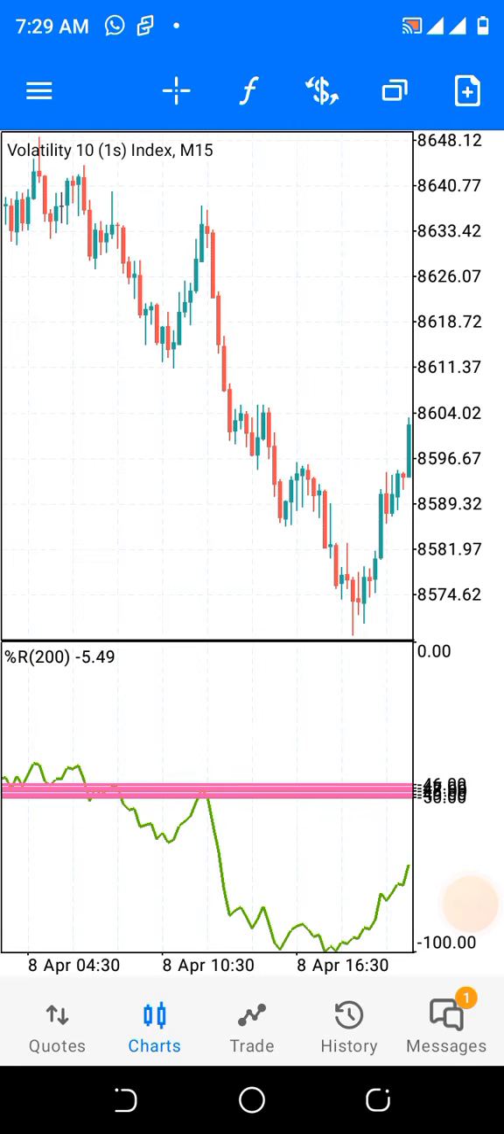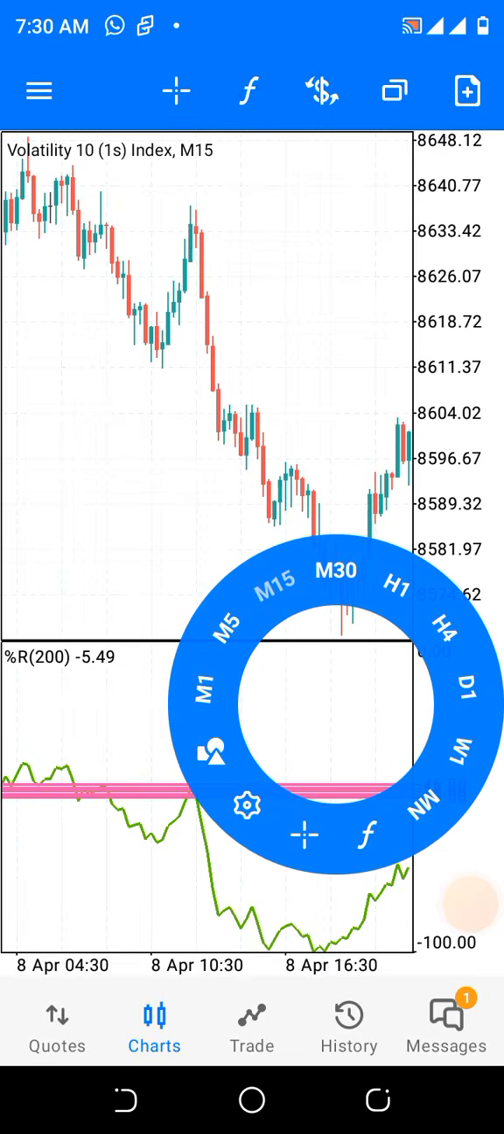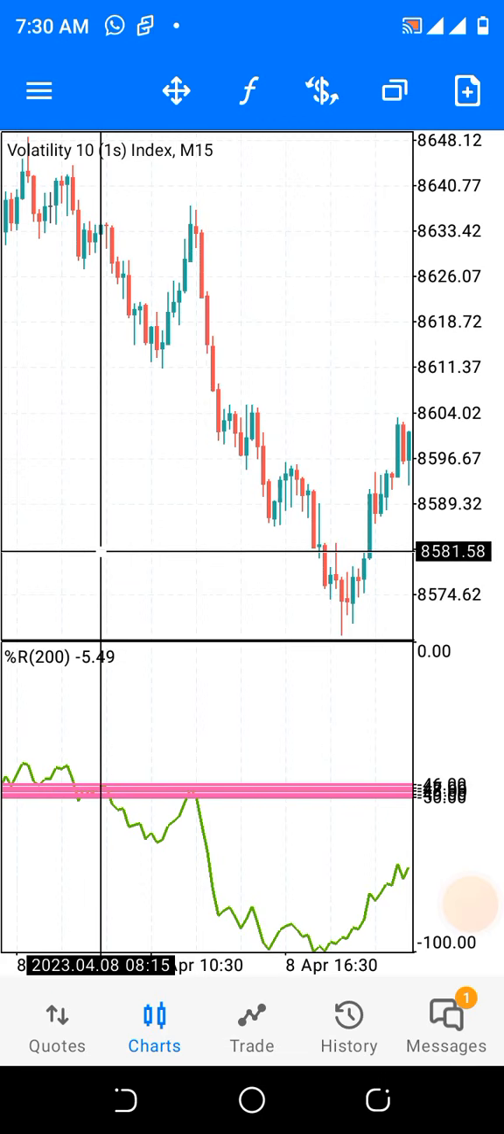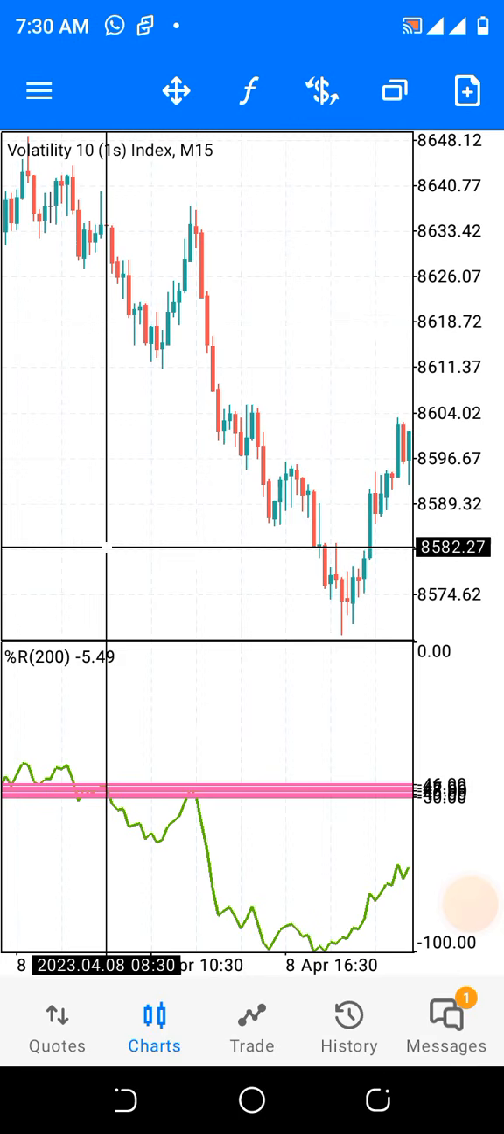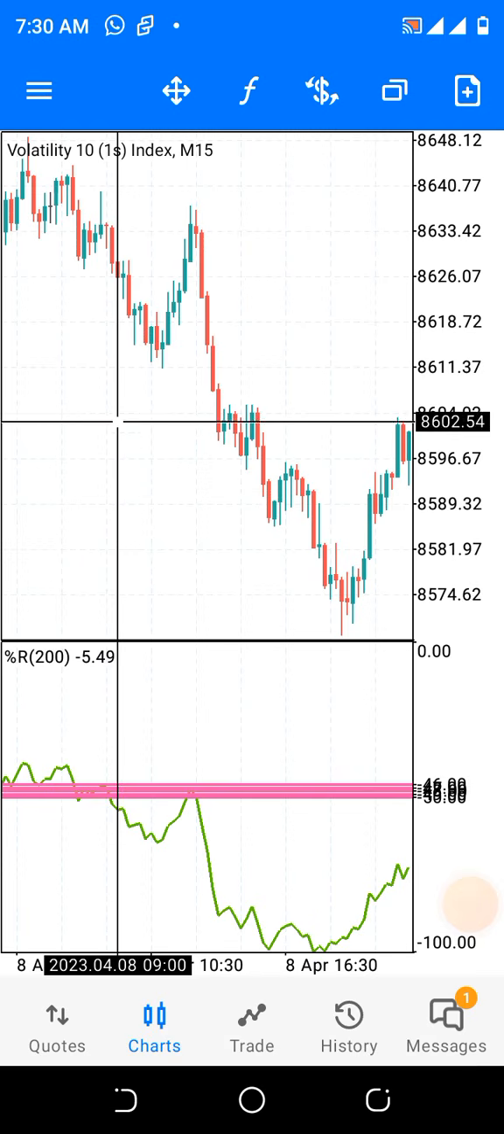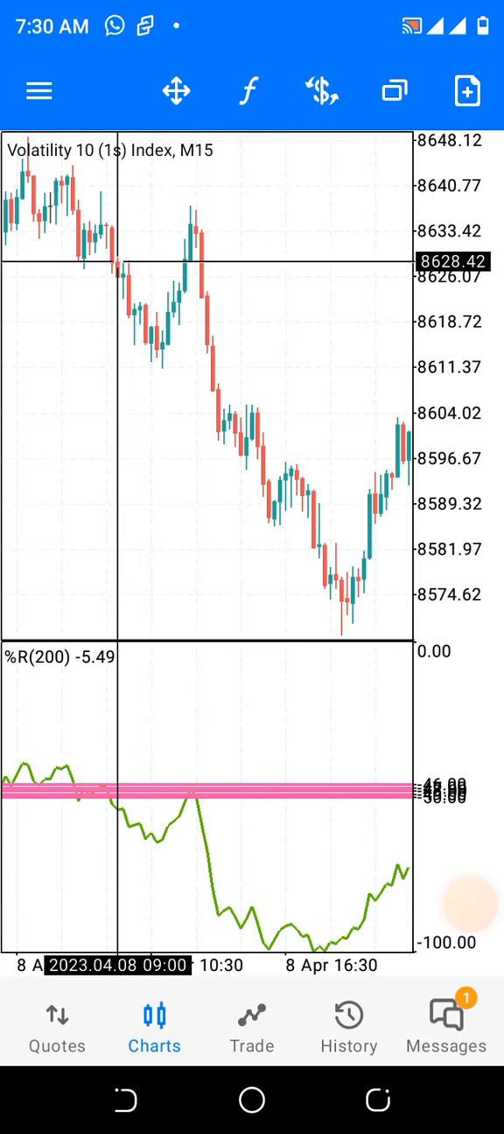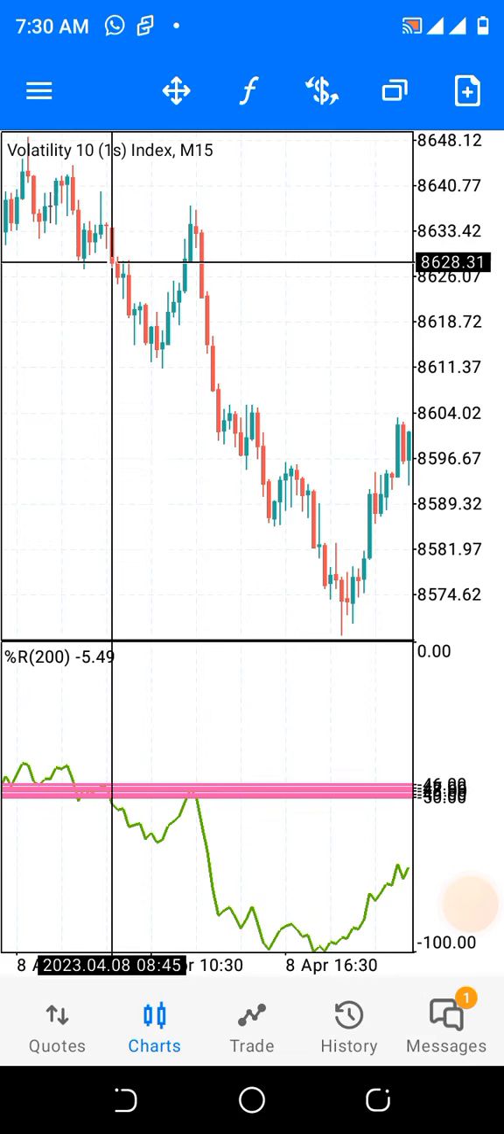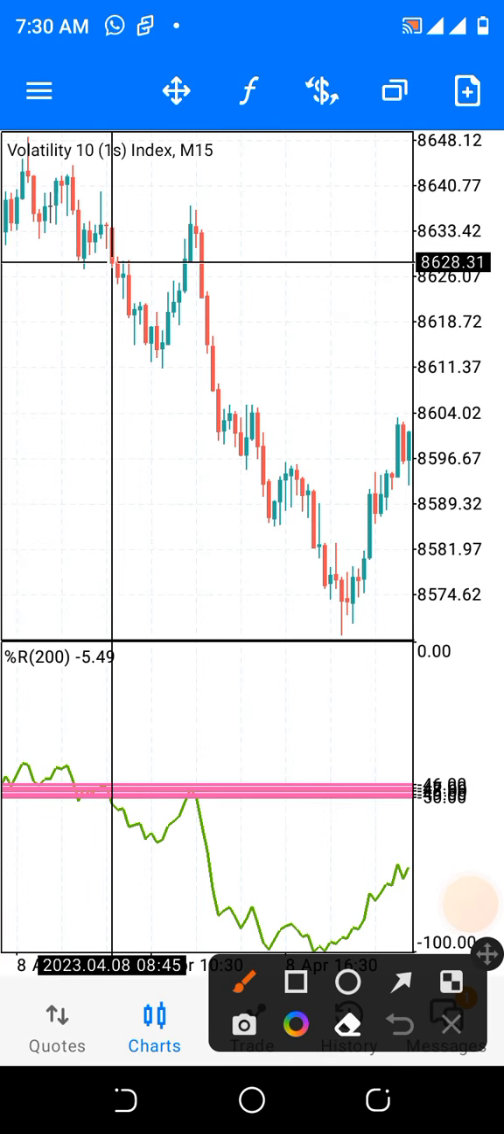Now when the crossing occurs, in this case, the green line crosses the pink line downwards. Are you seeing it? This is where the crossing occurs here. So you need to make your sell entry from this point where the crossing occurs. This is a sell signal. This is the point where the crossing occurs from up downward. So this is where you make your sell entry.